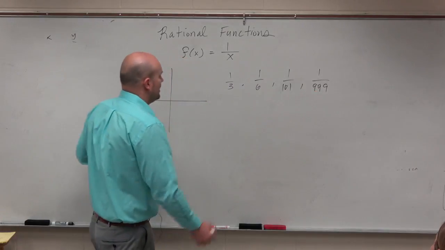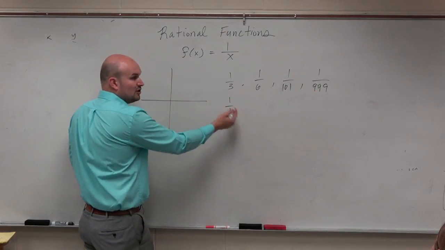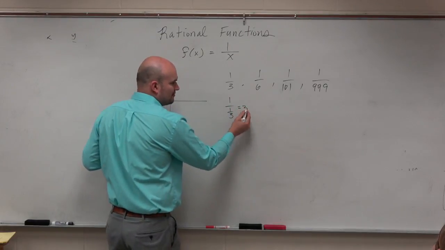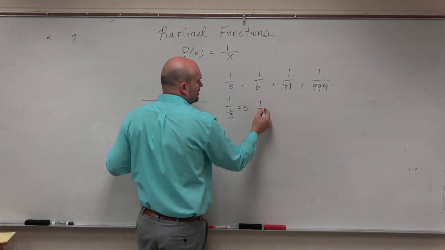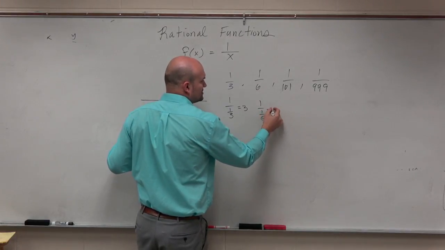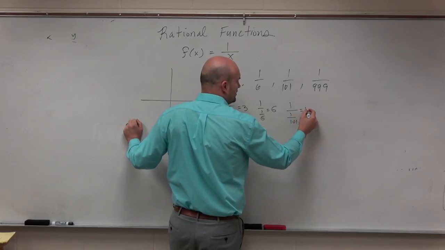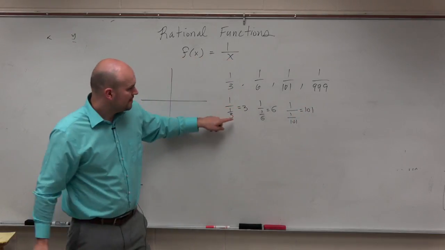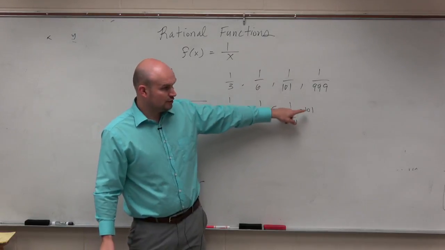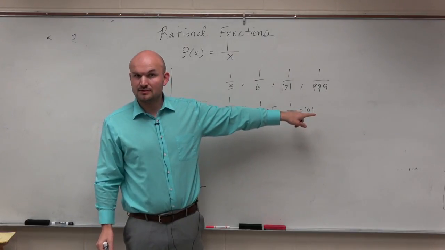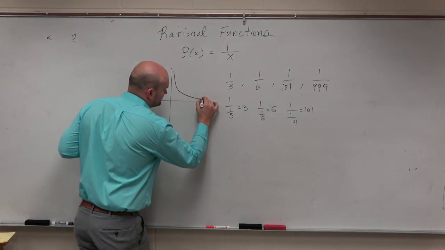What about if we did a fraction, like 1/3? Multiplied by the reciprocal, that's 3. If I did 1 over 1/6, that would equal 6. If I did 1 over 1/101, that would equal 101. So look at these: the smaller my values of x get, the larger the function gets. And what this does is produce a curve that looks like this.